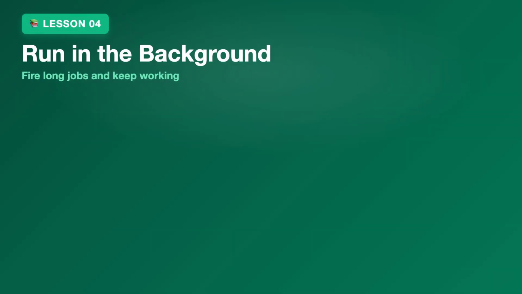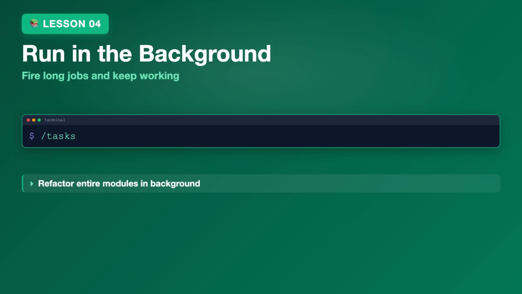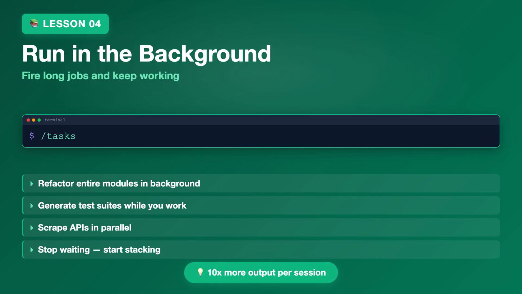Lesson 4. Run in the background. Claude Code has a tasks system. You fire off long-running jobs, refactor a whole module, generate a test suite, scrape an API, and they run in the background while you keep working in the same session. Type /tasks to see what's running. This is how power users get 10 times more done. Stop waiting for Claude to finish before starting your next thing.